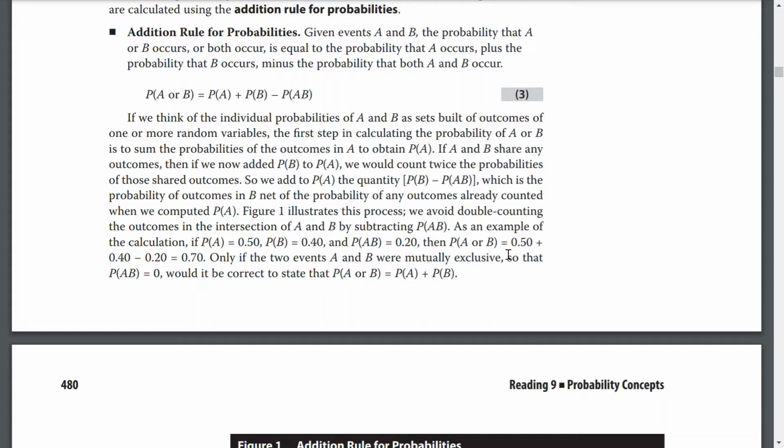As an example of calculation, if probability A equals 0.5, probability B equals 0.4, and probability A and B is 0.2, then probability A or B equals 0.5 plus 0.4 minus 0.2, which gives us 0.7. Only if the two events A and B were mutually exclusive, so that probability A and B equals 0, would it be correct to state that probability A or B equals probability A plus probability B.